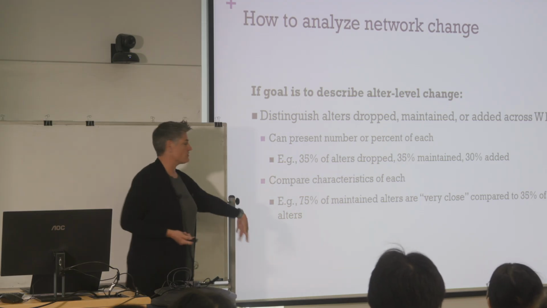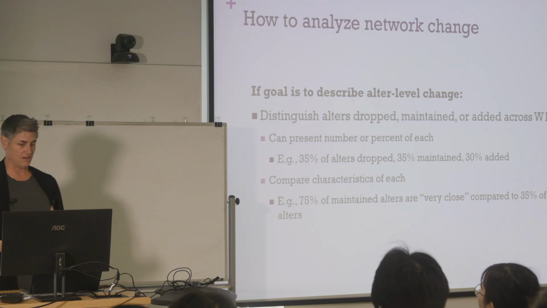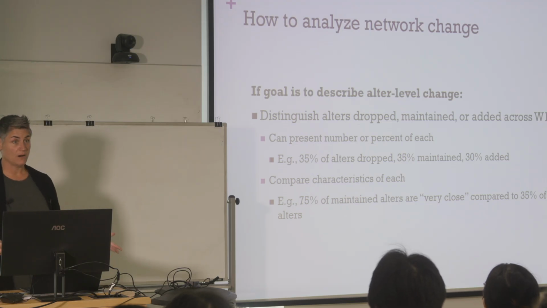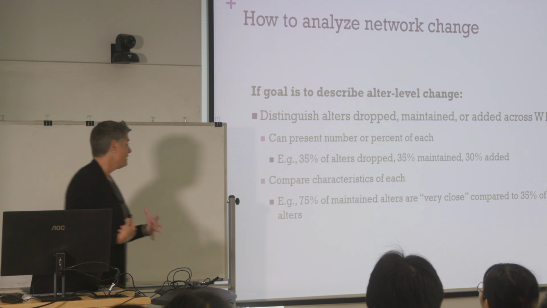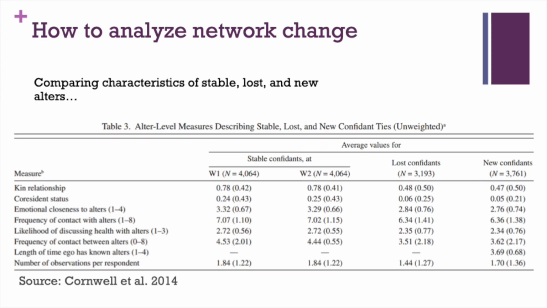I can compare the characteristics of each, right? So I might want to say something like 75% of stable alters are very close compared to 35% of those that left the network. That makes sense, right? We tend to retain people that are closer to us, that are more supportive, et cetera. And so this is what he did here. He compared characteristics of stable, lost, and new alters.